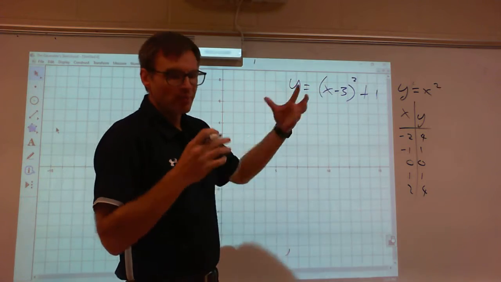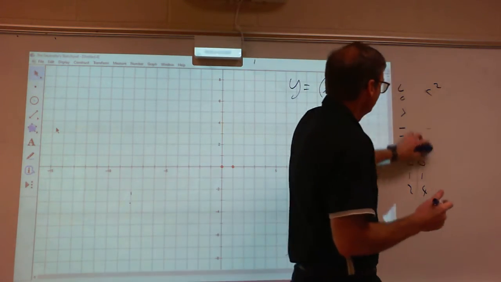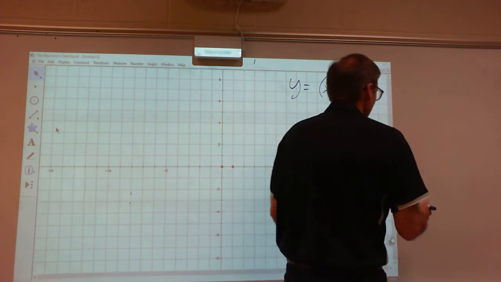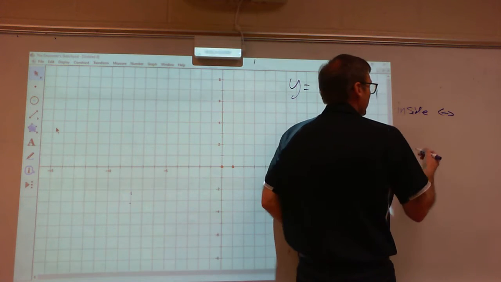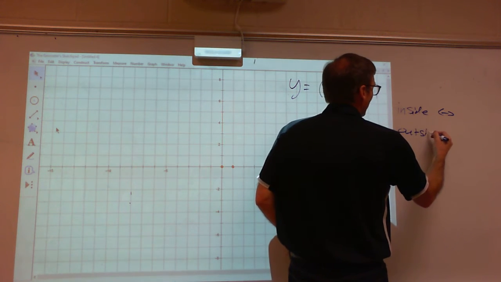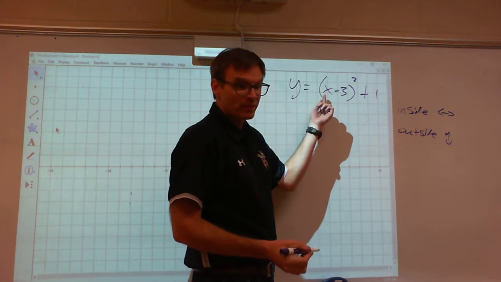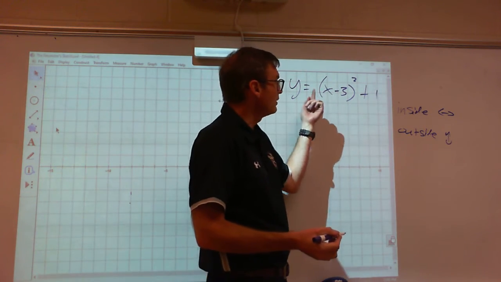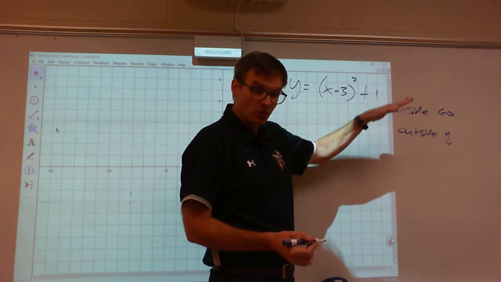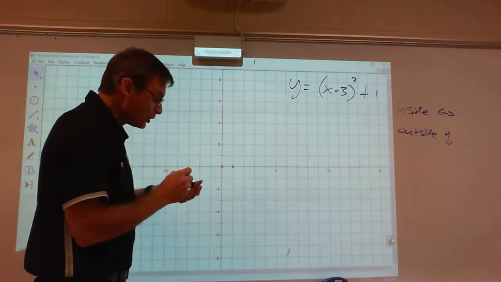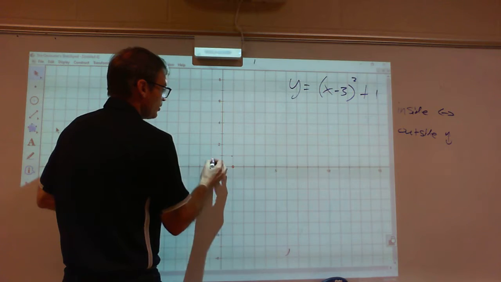So combining these two ideas, here's your rules. Inside means you're moving left and right. Outside means you're moving up and down. So inside my parentheses, this is telling us I'm moving 3 left and right. That plus 1 on the outside means I'm moving 1 up and down. So my original parabola started here.